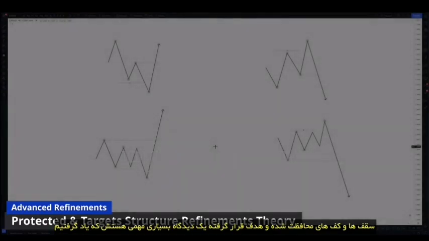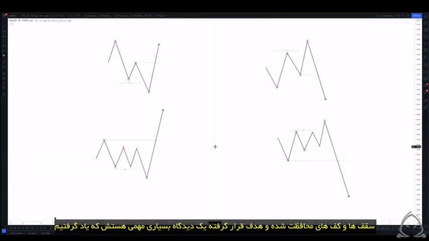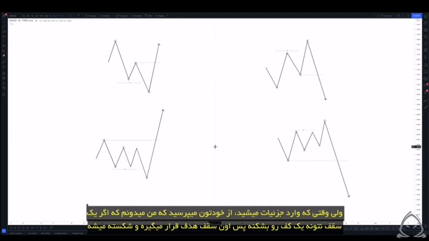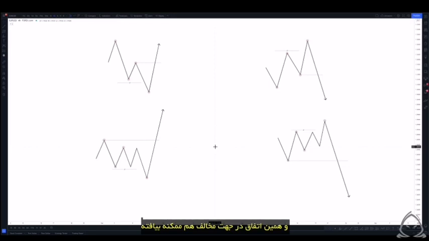Protected and targeted highs and lows is a very important concept that we've now gone over. But once you've dug into the concept, you start to ask yourself, I understand the concept. I know that if a high is unsuccessful in taking out a low, that high is therefore targeted and will be run, and vice versa with lows to highs.